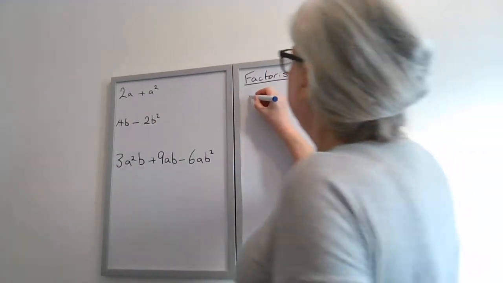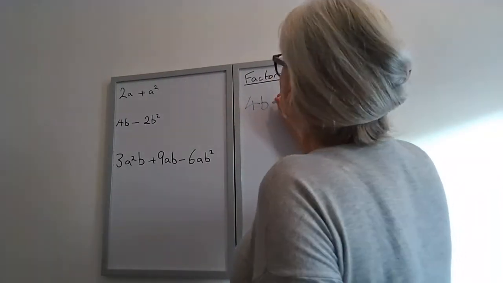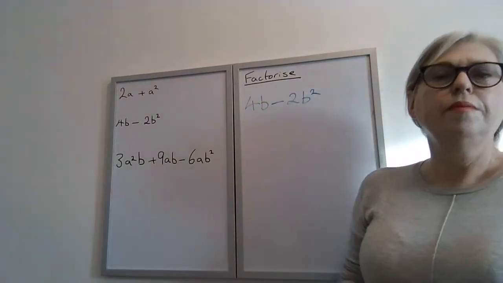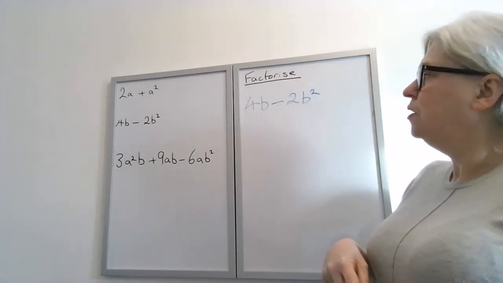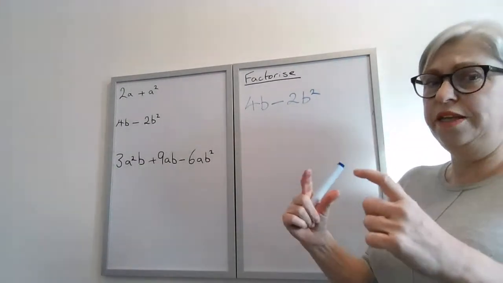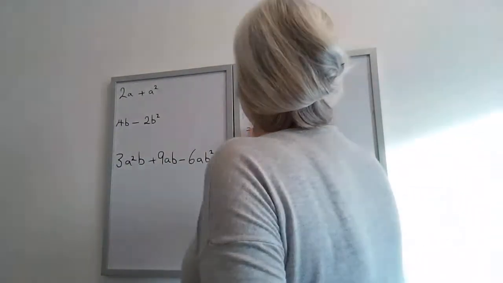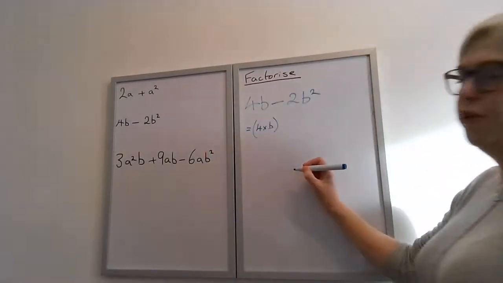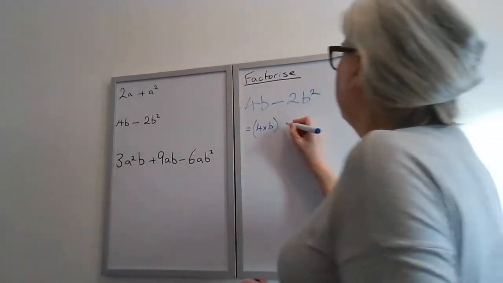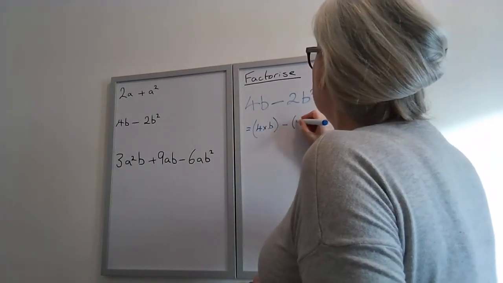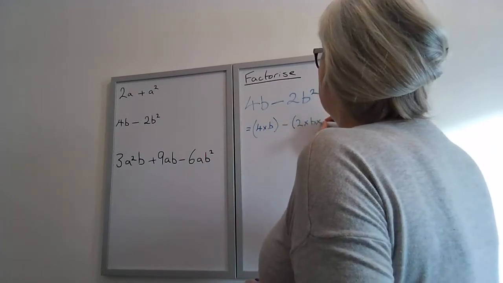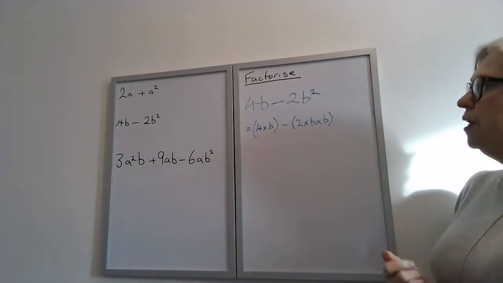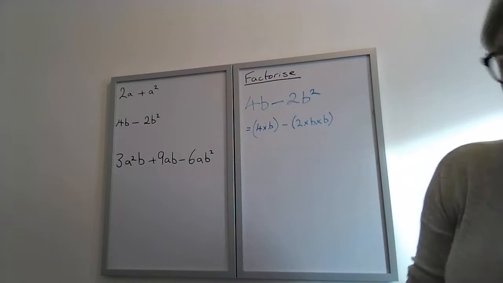So the second one, 4b minus 2b squared. What does that look like if we actually break those terms down? The first one is 4 times b, minus 2 times b times b. So let's look and see what we've got there in common.